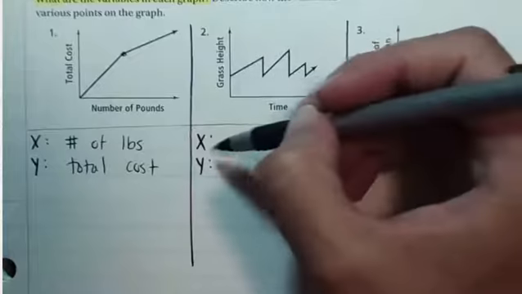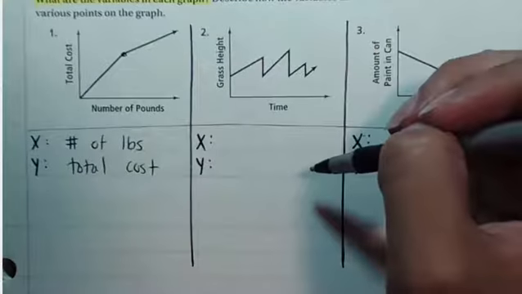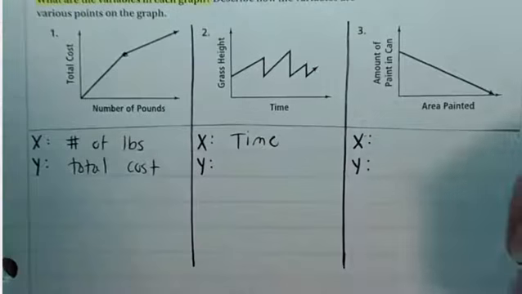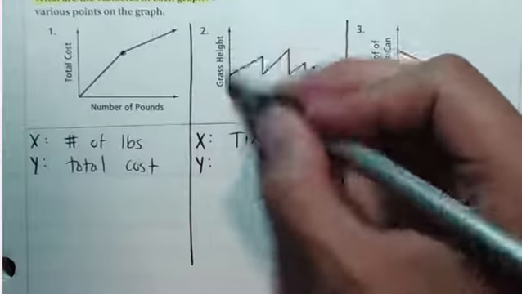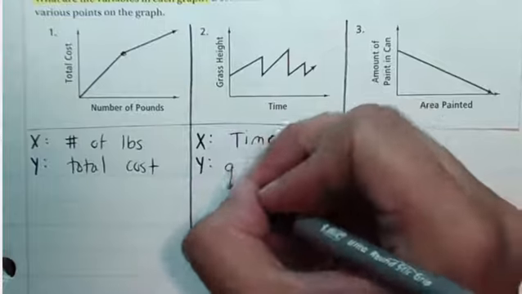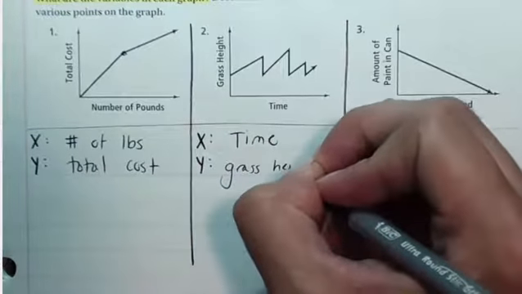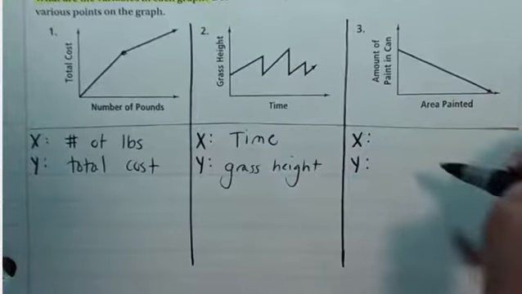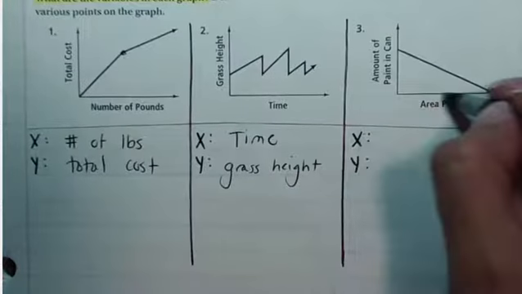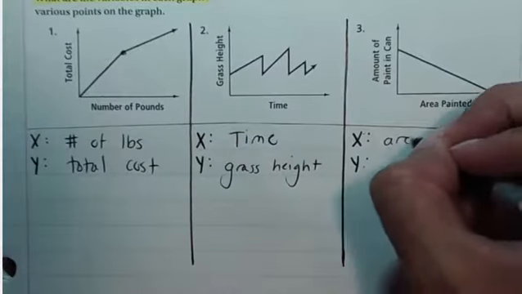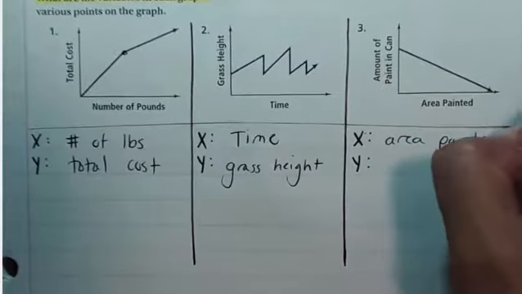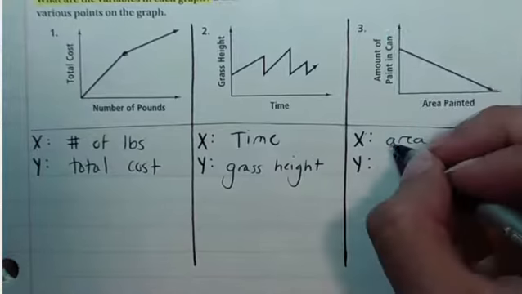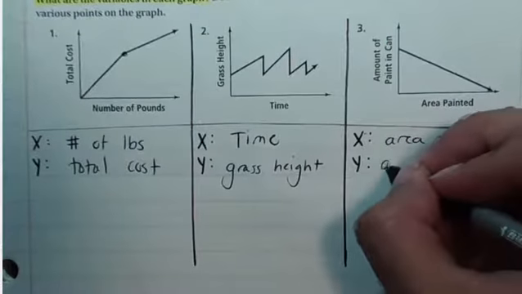Okay, the second one, what is the x variable for the second one? That would be time. And the y variable for the second graph would be the grass height. And then the last one, our x variable, again on the x-axis, is the area painted. And the y variable is the amount of paint in a can.